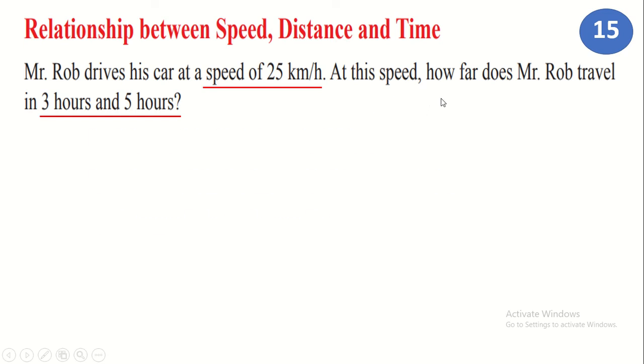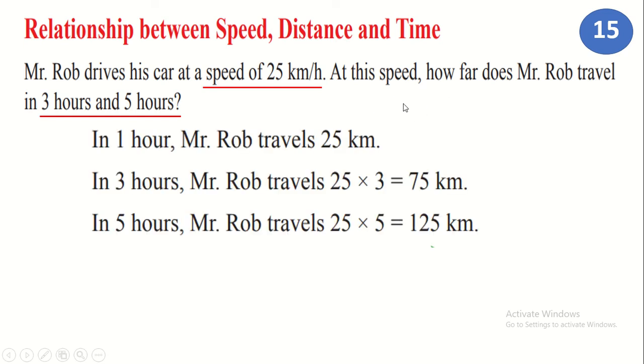How far means we're looking for the distance, traveling in 3 hours and 5 hours. Look here. In 1 hour, Mr. Rob travels 25 kilometers. 25 kilometers in 1 hour, per hour.